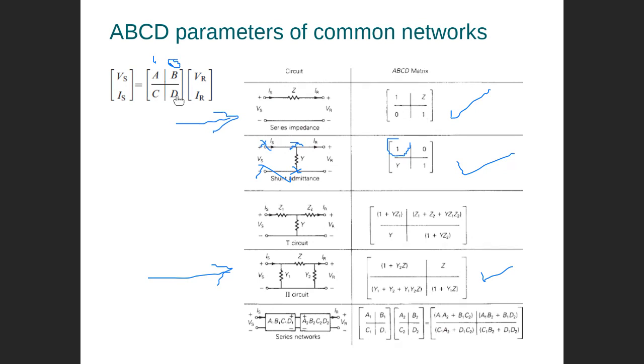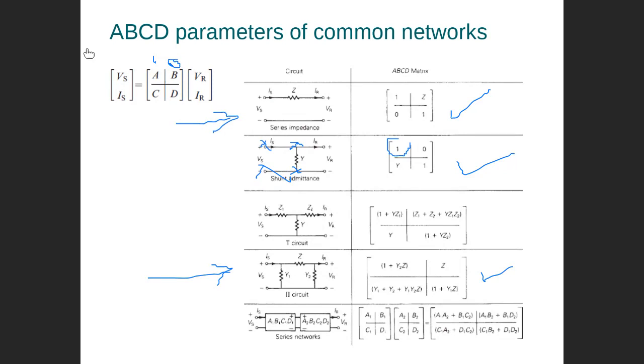C will be 0, D will be 1. Why? Because IS equals IR. Here IS does not equal IR because we have the branch. So this is why we have Y here and we have 1 here. So C will be Y.